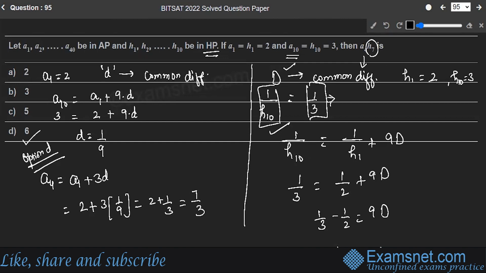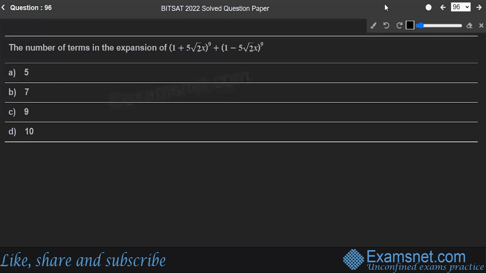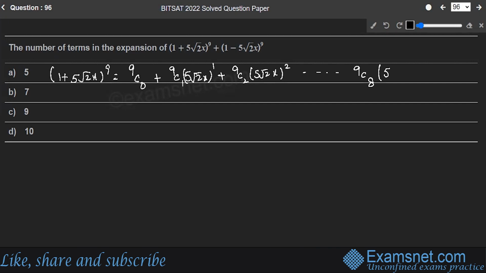Hope you understood this. Let's move to the next question. Question number 96, the number of terms in the expansion of this plus this is equal to. So here you have 1 plus 5 root 2x power 9. This can be written as 9c0 plus 9c1, 5 root 2 into x power 1, 9c2, 5 root 2x power 2, so on till 9c8, 5 root 2 x power 8 plus 9c9, 5 root 2 x power 9.